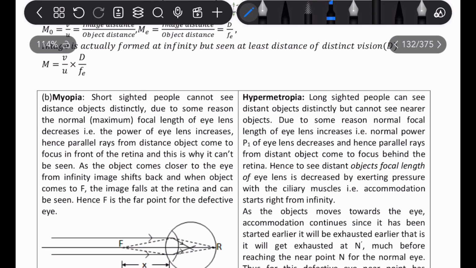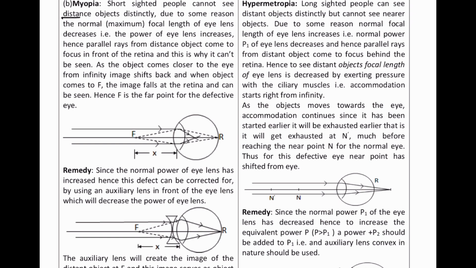See, this is myopia. Myopia means what happens? Short-sighted people cannot see the distant object distinctly, but they can see the nearer object. See what is happening. For the short-sighted eye, the focal length of the eye lens decreases and the power of the eye lens increases. The focal length has decreased means what? We can see when the image is formed at the retina. This circle represents the eye lens, and this is the retina part of it.